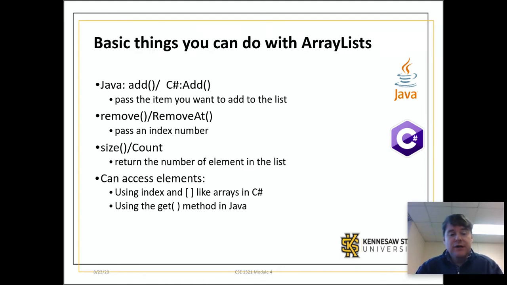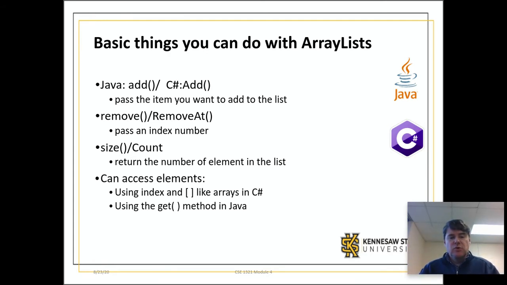If I want to remove one, we have a function called remove, and we also have a function called removeAt. We also have our size and our count, and in Java, if you want to get one out, you use the get method and you pass it a number inside of those parentheses. So if you want to get the first element, you would say myArrayList.get(0). In your C# world, you would say myArrayList, angle bracket, or sorry, square brackets 0, just like an array.